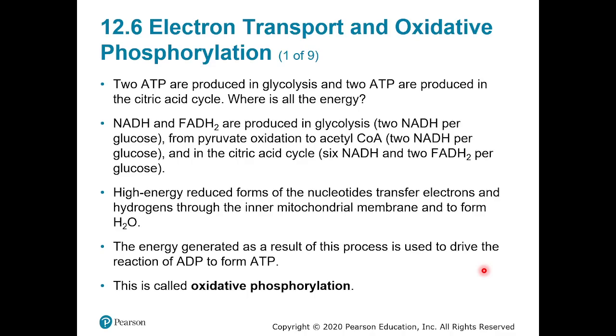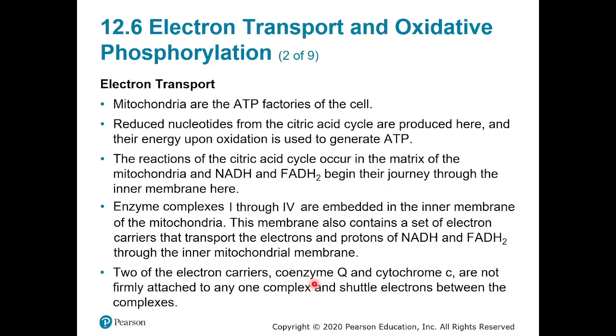Yeah. So, again, the energy generated as a result of that process, that's going to be used to drive the reaction of ADP going to ATP, which is how you'll then fix that energy in ATP. That process where you fix the energy from ADP to ATP, that's oxidative phosphorylation. Notice phosphorylation meaning to put on a phosphate, and it does it oxidatively. Okay? As in redox reaction, right? Oxidation reduction.